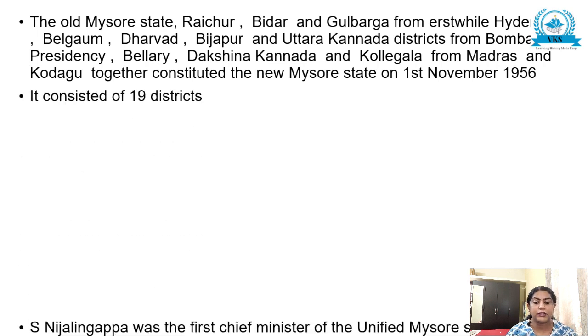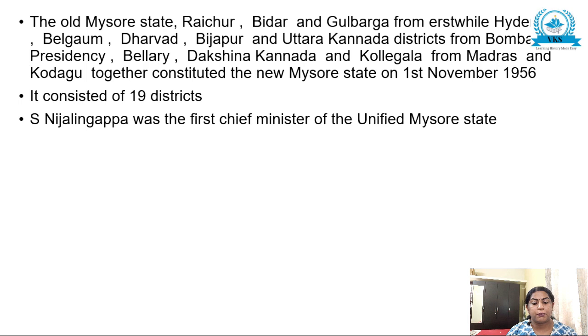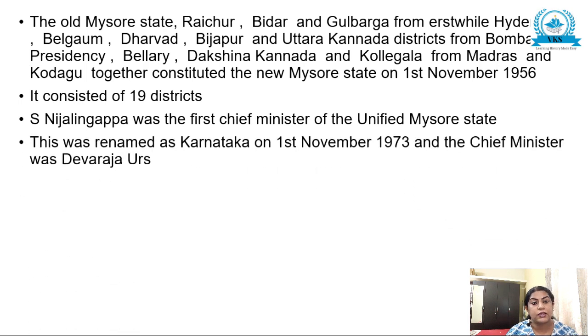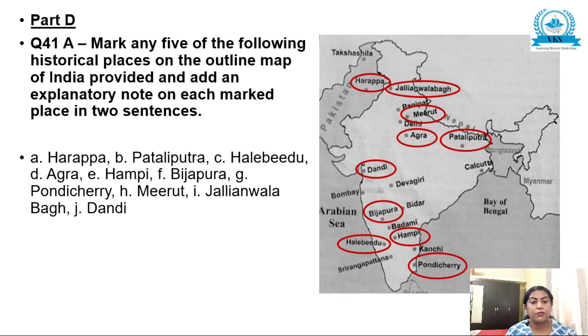It consisted of 19 districts. S. Nijalingappa was the first Chief Minister of Unified Mysore state. This was later renamed as Karnataka on 1st November 1973 and the Chief Minister was Devaraja Urs. So that is how you can write the answer regarding the Unification Movement of Karnataka. First introduction, then factors which brought about unity, then the actual Unification Movement. So these are the important 5-mark questions from this model paper.